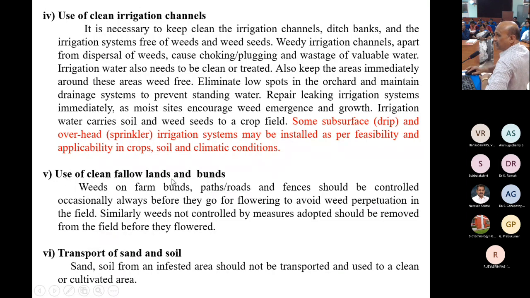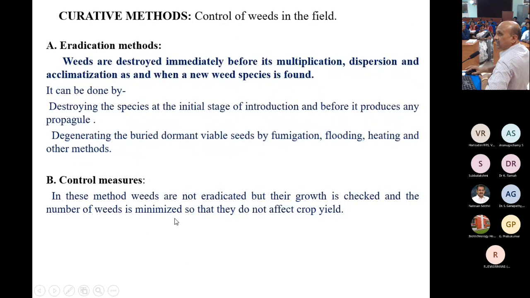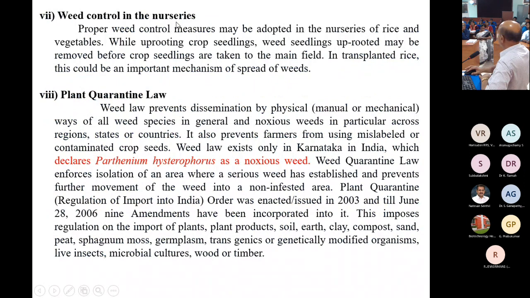And use of clean fallow land and bunds, and transport of sand and soil should be restricted. And weed control in the nurseries, while we are transplanting the plants from the main nursery to the main field. While uprooting, we have to take care that along with the plants, weed plants should not be transported. And for plants, we have to follow strict quarantine measures. Because of lack of proper quarantine measures, Parthenium seeds were introduced to India along with wheat that we imported during the 1950s.